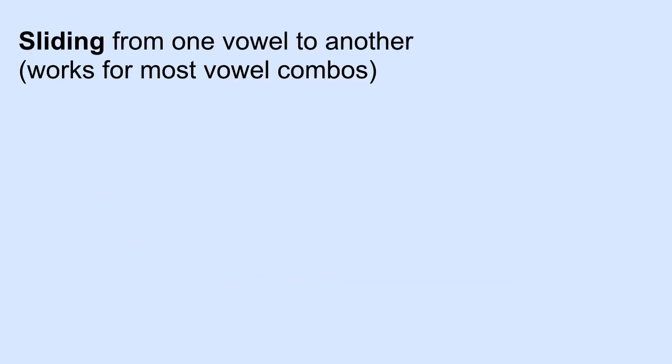So now we have learned the six basic single vowels in Chinese. Now we need to learn how to slide from one to another, because most Chinese syllables have more than one vowel. So we need to know how to do the combination. Basically we need to slide from one vowel to another. It works for most vowel combos.